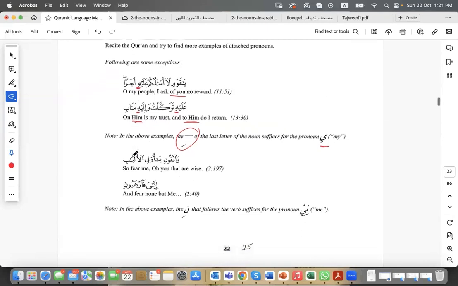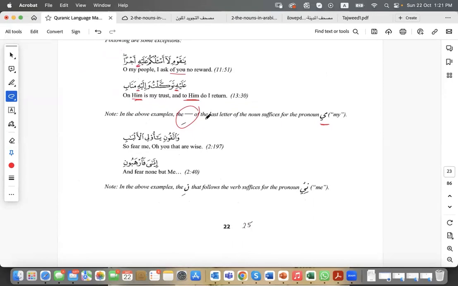Another exception here. واتقوني يا أولي الألباب إياي فارهبوني. طيب, what's happening here? واتقوني, here there is a ya being dropped. A ya being dropped, and instead of it we have only a kasra. Because if you look at the translation, O you that are wise, and fear none but me again.